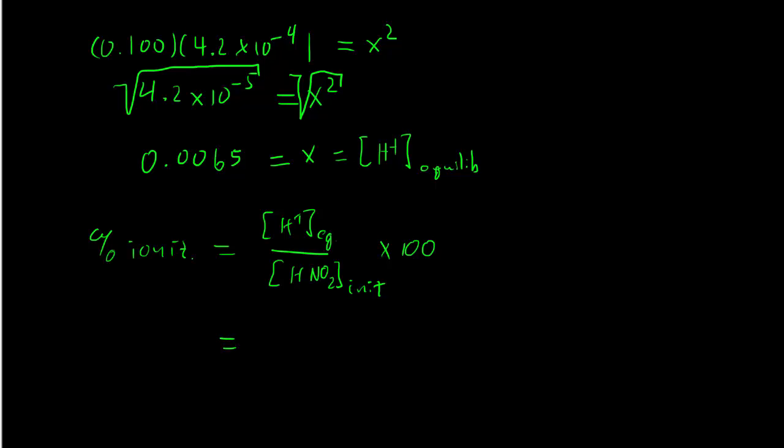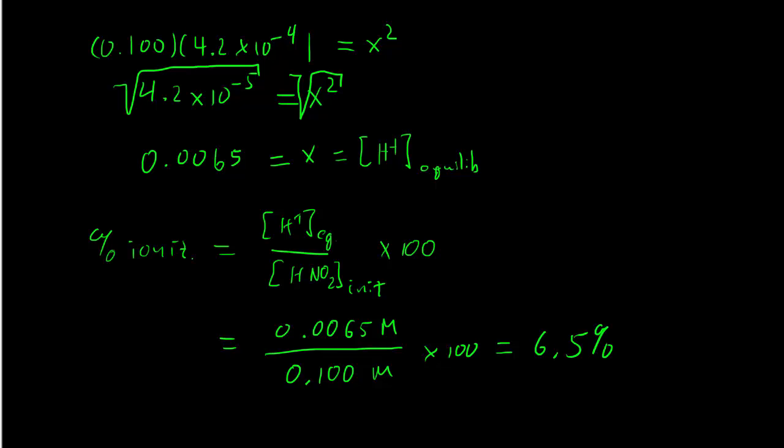So what's our equilibrium H plus concentration? We just figured it out. It's 0.0065 molar. What was our initial nitrous acid concentration? 0.1 molar. We multiply that by 100. And that result works out to be 6.5 percent to two significant figures.